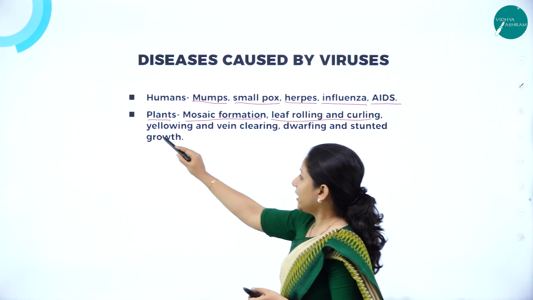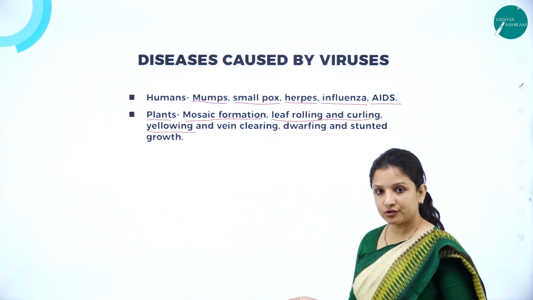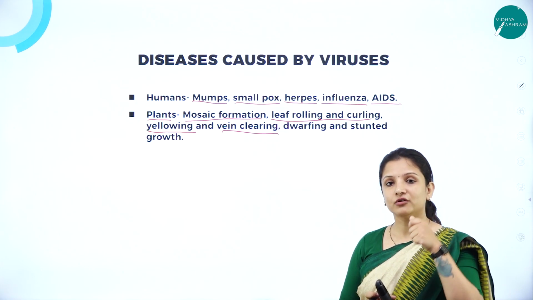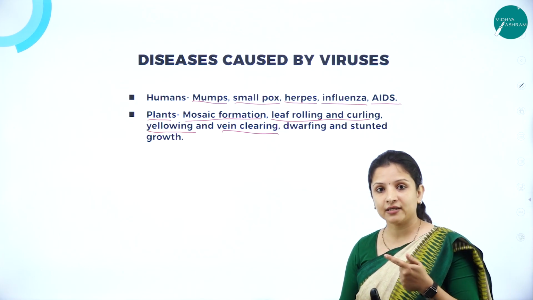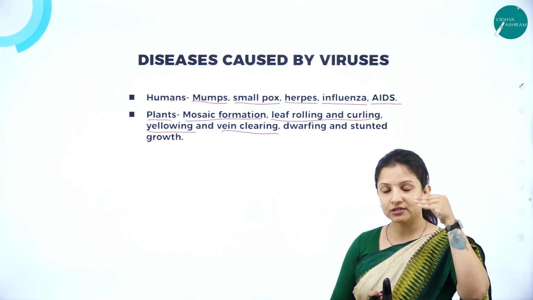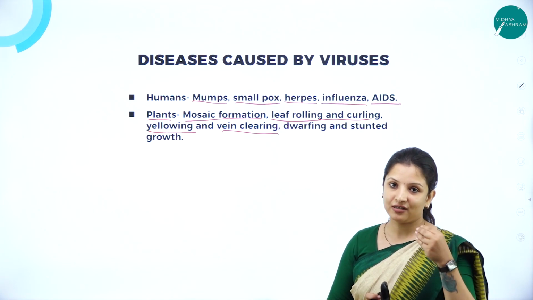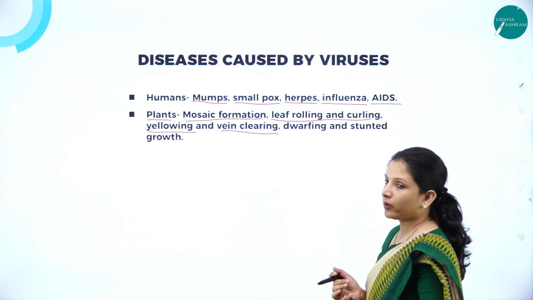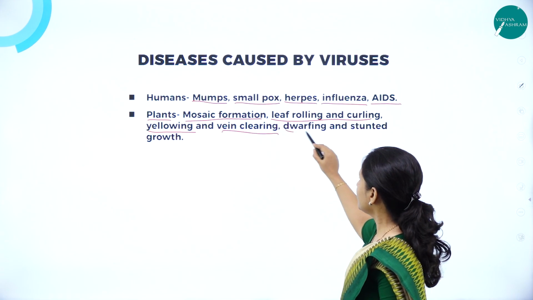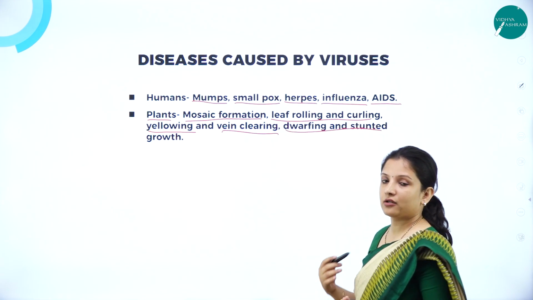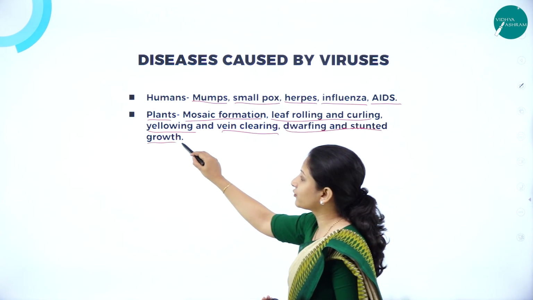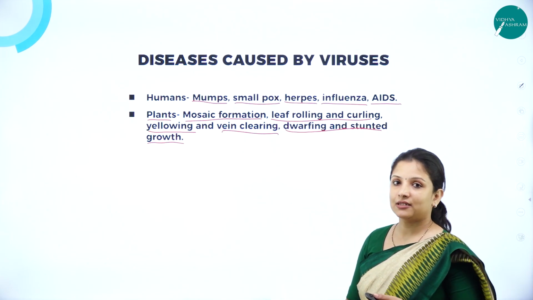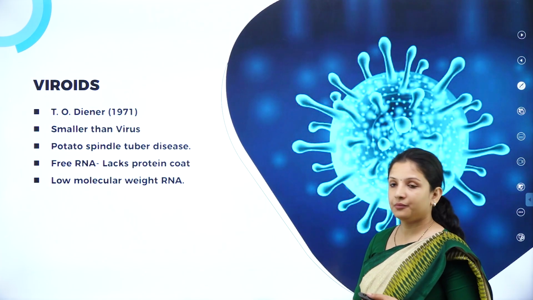Then they can cause yellowing of the leaf, and they can also clear the veins. When you look at the leaf, you can see the veins are also green in color. But if there is viral infection, the veins will lose their green color and start to appear clear or colorless. That is vein clearing, and it can also reduce the height of the plant. It can cause dwarfing and retard the growth of the plant, or stunted growth. So, these are the diseases that are caused by viruses on humans and plants.